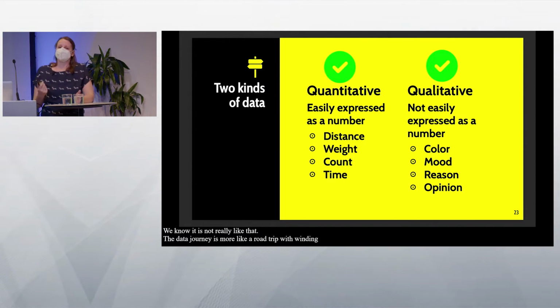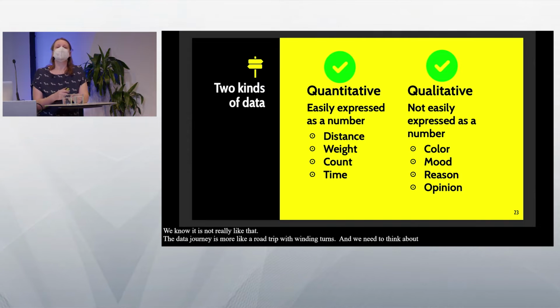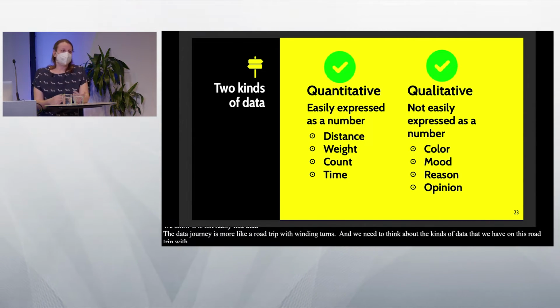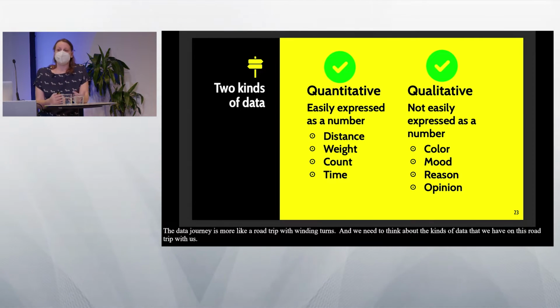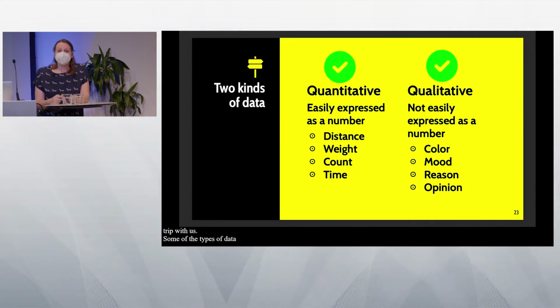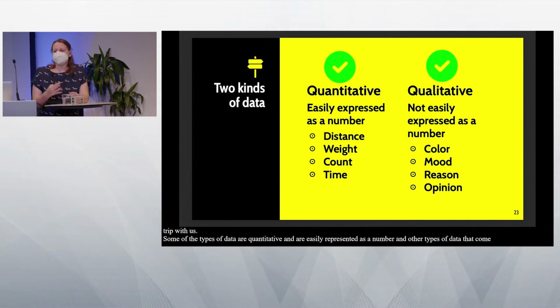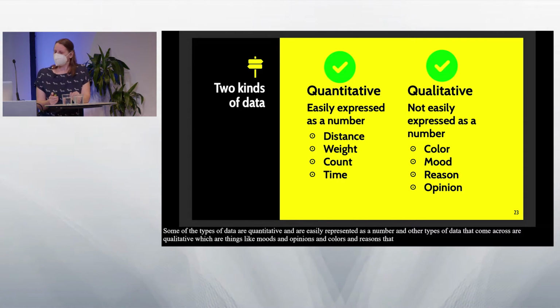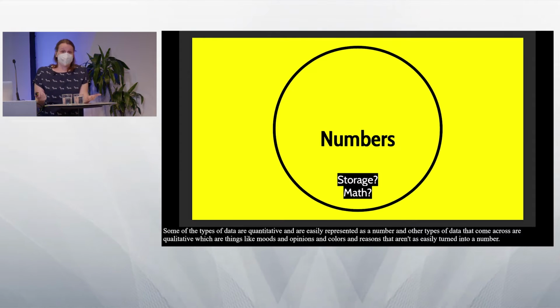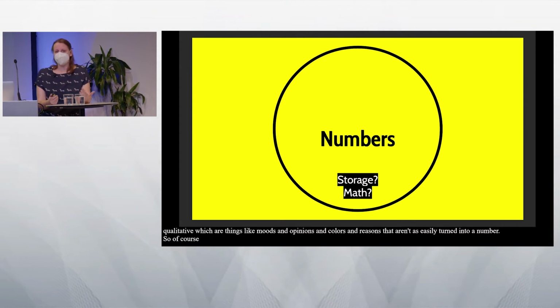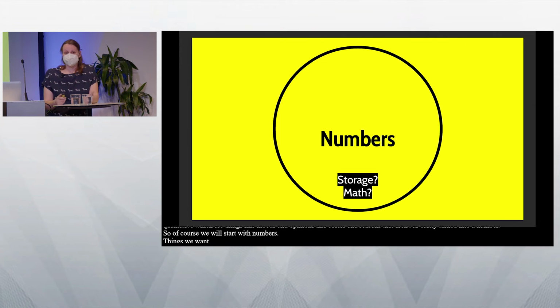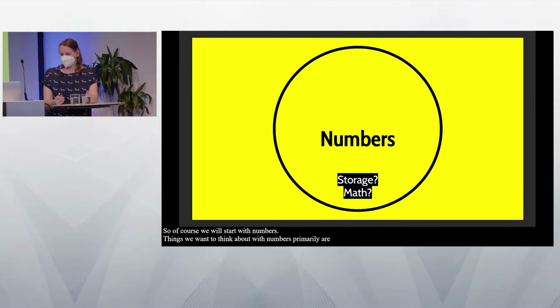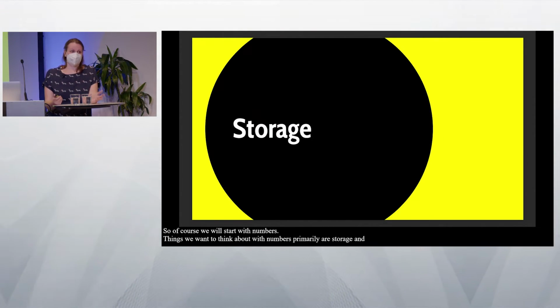And we need to think about the kinds of data that we have on this road trip with us. Some of the types of data that we have are quantitative, which you may know are easily represented as a number. And other types of data that we'll come across are qualitative, which are things like moods and opinions and colors and reasons that aren't as easily turned into a number. So of course, we'll start with numbers. Things we want to think about with numbers primarily are storage and math. So starting with storage.